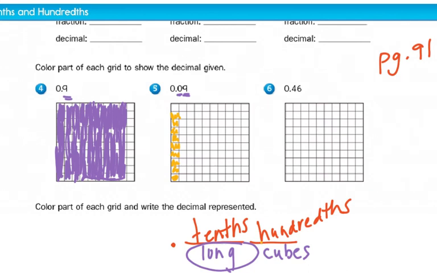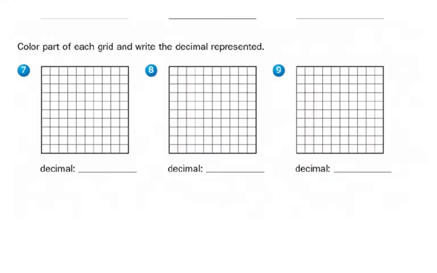Number 6. We read this as 46 hundredths. Say it with me. 46 hundredths. We have 4 longs and 6 cubes. So 4 longs. Go ahead and shade this in your math journal with me. And then 6 cubes. And we say 46 hundredths. What you're going to do on your own on number 7, 8, and 9, it says color part of each grid and write the decimal represented.